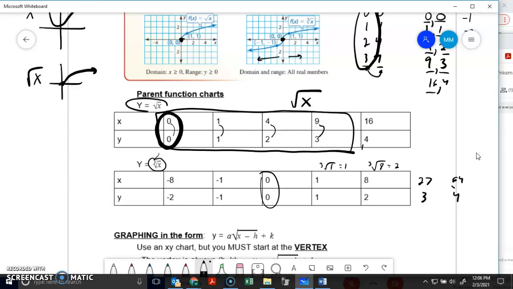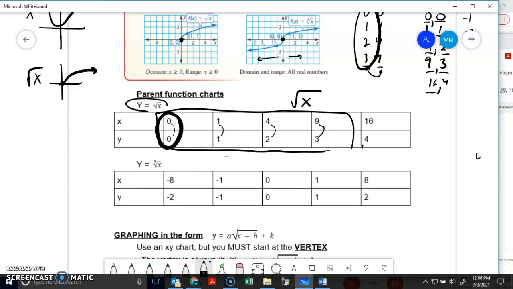64, 4. 125, 5, the perfect cubes. And we're just going to go up to 8. And we have to do it in both directions, because I am allowed to take the cubed root of a negative. Cubed root of negative 1 is negative 1. There's your point.